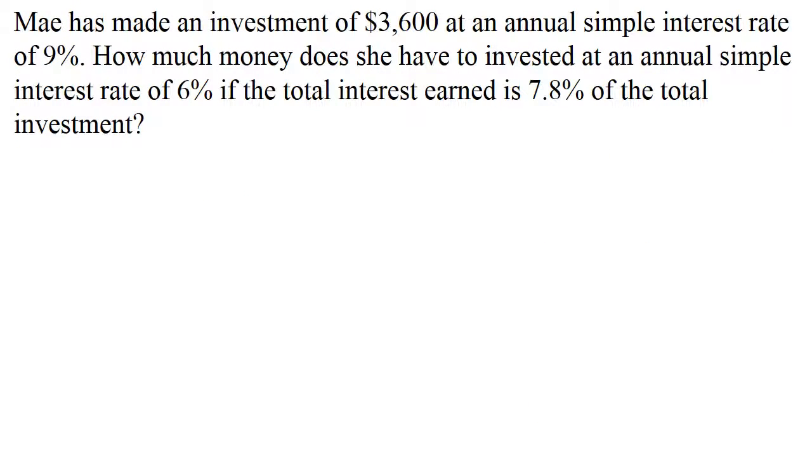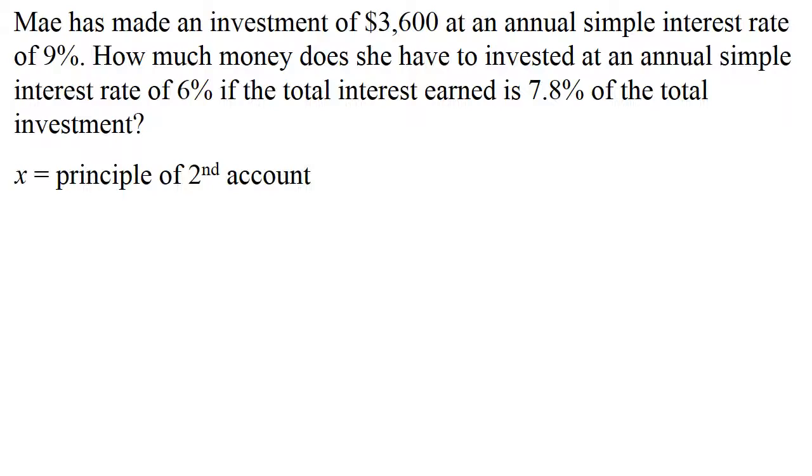May has made an investment of $3,600 at an annual simple interest rate of 9%. How much money does she have to invest at an annual simple interest rate of 6% if the total interest earned is 7.8% of the total investment? So this is a little bit different. This is a slightly unusual type problem because we know all the interests involved. We know the rate of the first account, rate of the second account, and we know the total rate. And notice that's somewhere in between 9 and 6, which is what we said should happen.